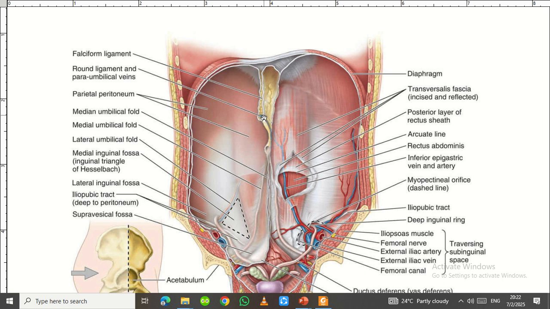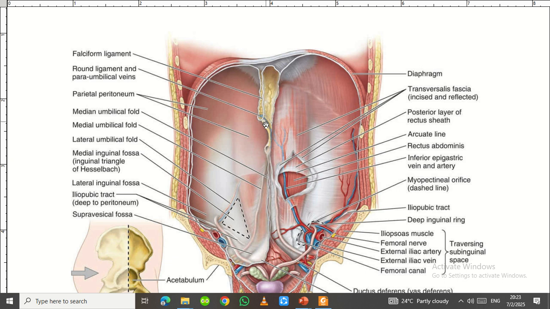And on the free edge of the falciform ligament, you're going to have your ligamentum teres hepatis, which is the round ligament of the liver. It's going to be accompanied by paraumbilical veins, if you remember. So this fold is going to be made by the umbilical vein. Remember, when the umbilical vein obliterates, it forms the ligamentum teres hepatis, which is the round ligament.